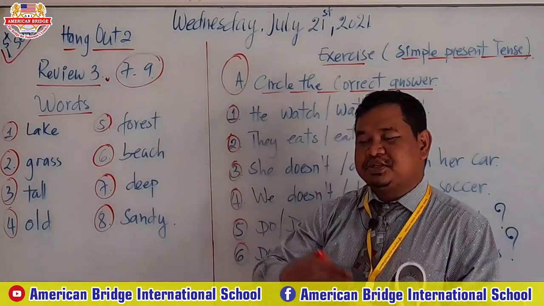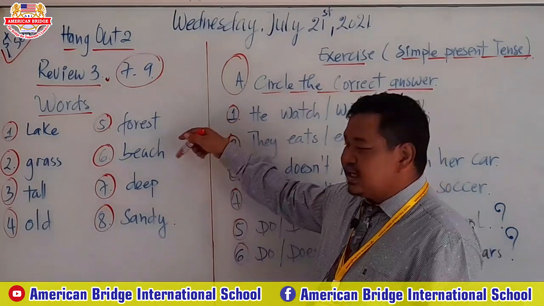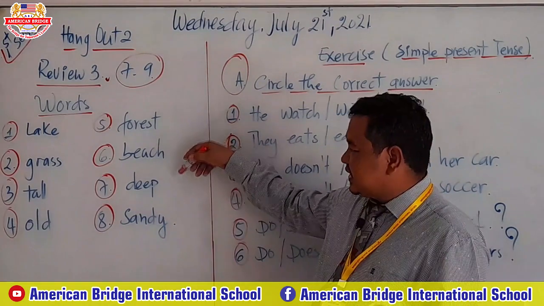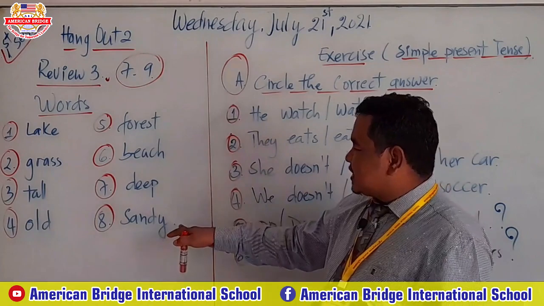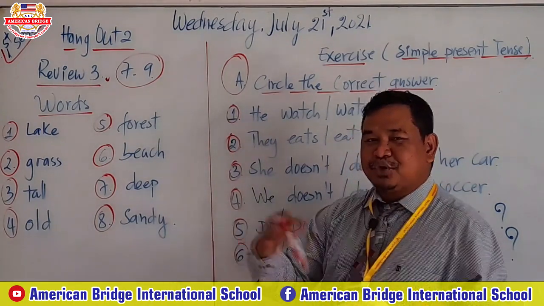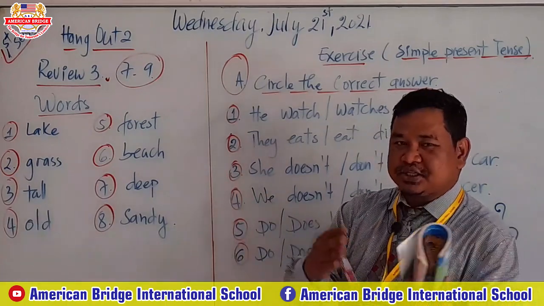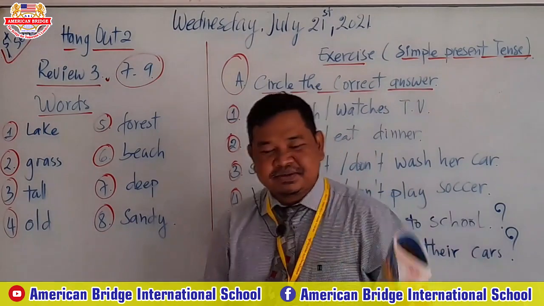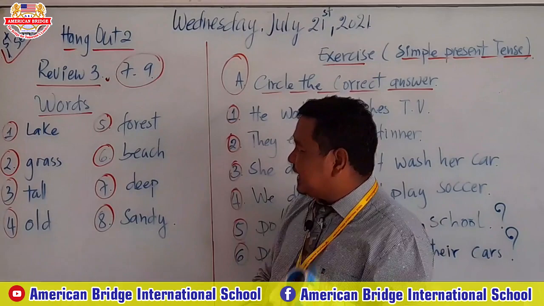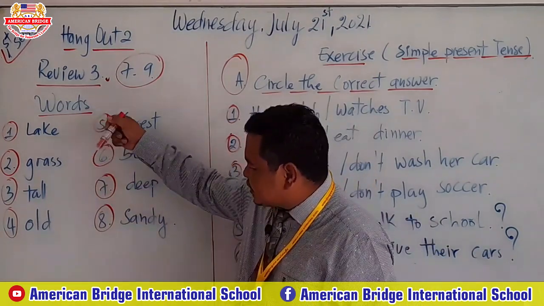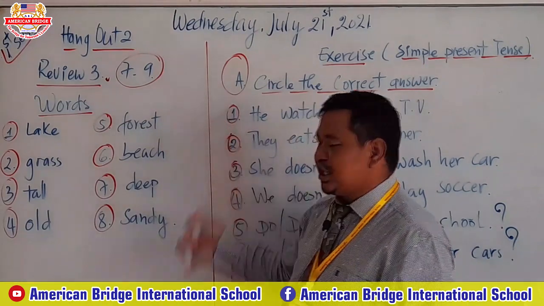Beach, yes, beach means small stones or small sand, near the sea, along the sea. This one is deep. Deep, it's not shallow, deep. Sandy, yes, sandy. Having more sand, sandy beach. A beach that has a lot of sand, not small stones. Okay, so students, I read for you again because I want you to be clear, right? Lake, grass, tall, old, forest, beach, deep, sandy.